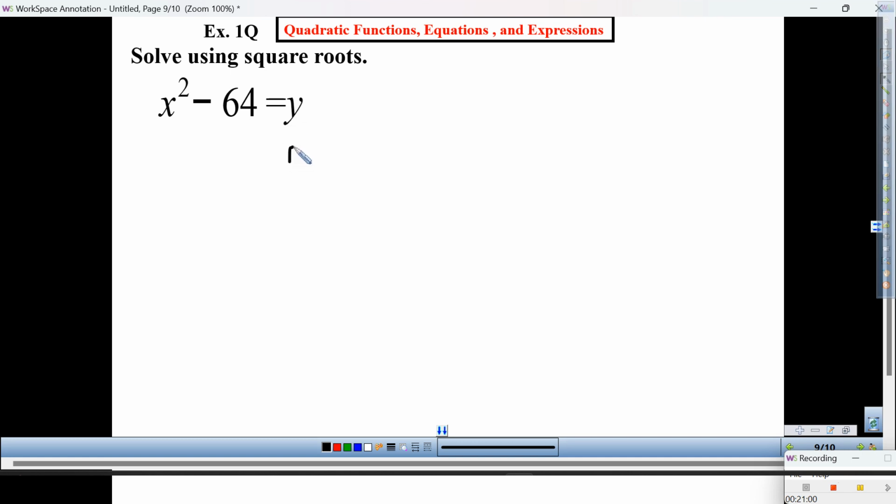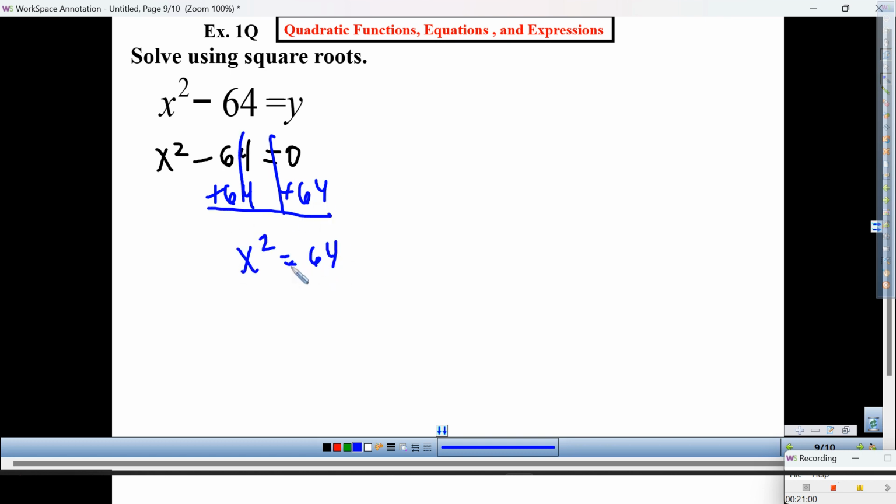Equal to 0, okay. X squared minus 64. Step 3, solve. What do we do? Martin, add 64, add 64. X squared equals 64. And at the end, everyone, square root, x equals plus minus.